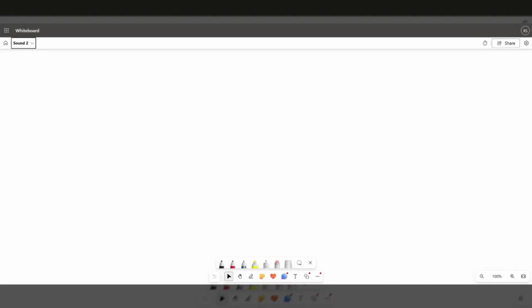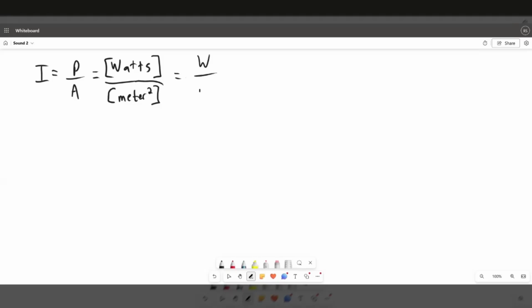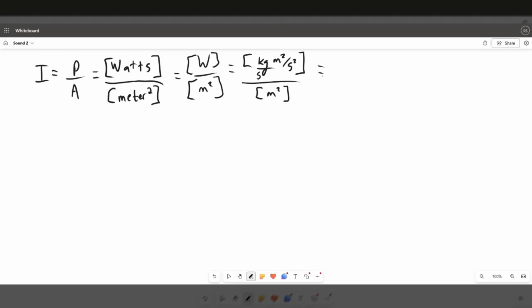So we can measure the intensity of sound waves using the units for power over area. So the units for power are watts, and the unit for area is meters squared. But we can simplify this a little bit. So watts are kilogram meter squared per second squared per second. So you can see you could get your meters to cancel and you would get kilogram per second cubed.